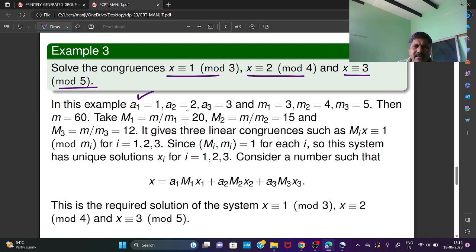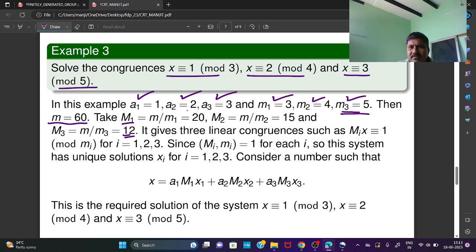So we have a1, a2, a3 and m1, m2, m3 as follows. Now the proof of the Chinese remainder theorem will follow in the same way as we are solving this problem. First of all, we consider M, the product of m1, m2, m3. This is 60. Capital M1 is 60 divided by m1, which means 20. 60 divided by m2 means 15, and 60 divided by m3, we divide it by 5, gives 12. So we have these numbers.